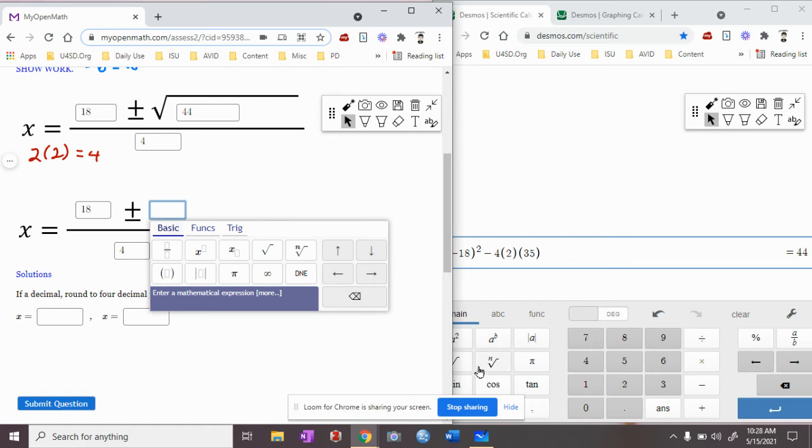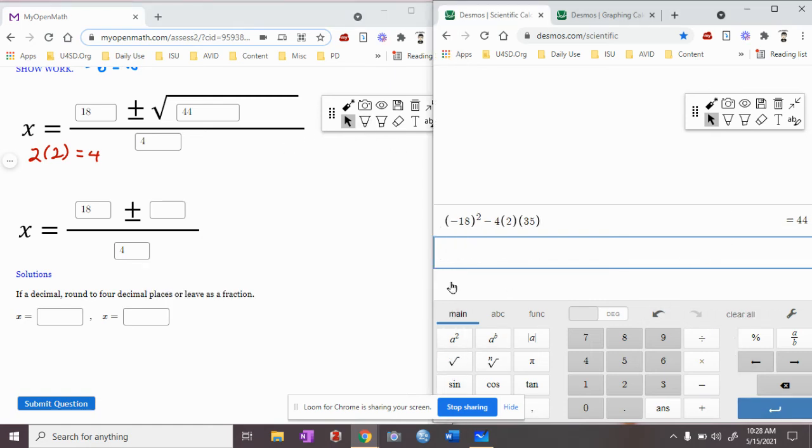All right, square root of 44. Enter this, square root 44, and we get a decimal. That's okay. If a decimal, round to 4 decimal places or leave as a fraction. Okay, we're going to round to 4 decimal places. So 0, 7, 1, 3. Look to the 5th place to decide what to do. Do we keep the 3 or bump the 3? 0 through 4 to the right will tell me to keep. If it is 5 through 9, that tells me to bump this up. So I'm going to keep the 3.